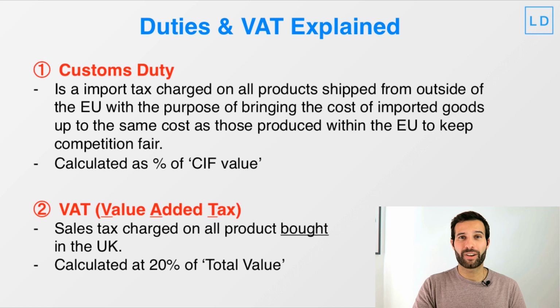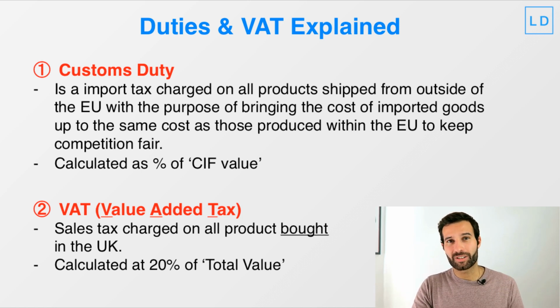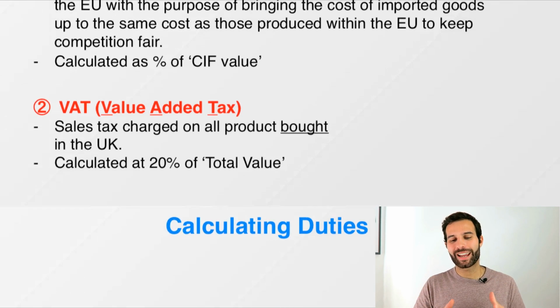Now, obviously, your manufacturer or supplier in China is not going to charge you the VAT, so HMRC will charge you that VAT when that product arrives in the UK. Okay, so hopefully that makes sense. So let's look at how to actually calculate the duties that need to be paid.